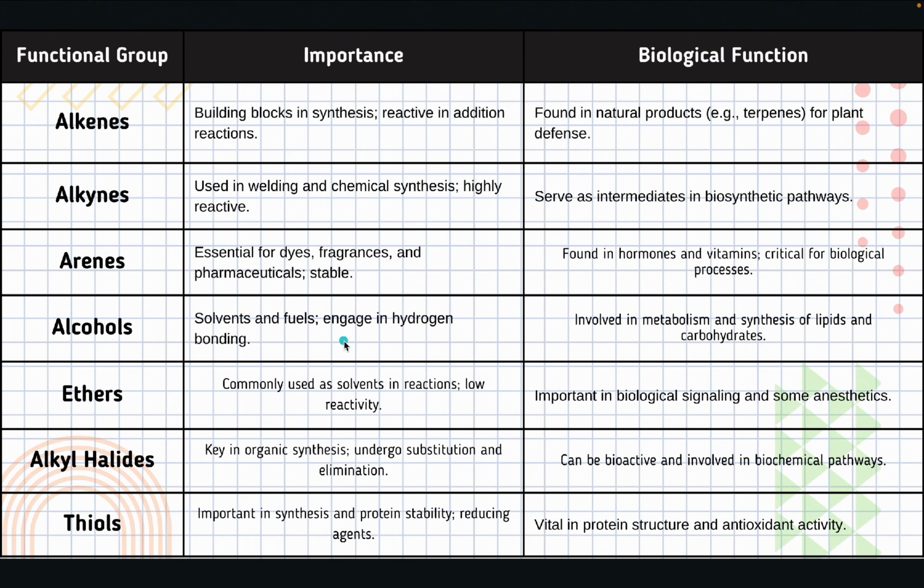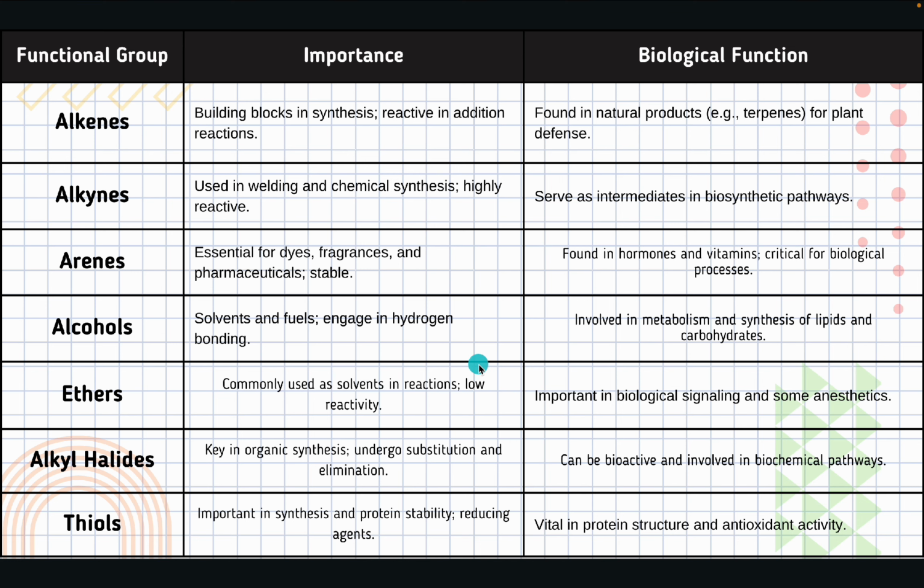For alcohols, of course, we know them as solvents, disinfectants, and for the production of fuels, for example, ethanol. Their OH group enables them to engage in hydrogen bonding, which of course affects their boiling point, solubility, and reactivity. For their biological functions, alcohols play crucial roles in metabolism. And if you remember, they're also involved in the synthesis of lipids and carbohydrates.